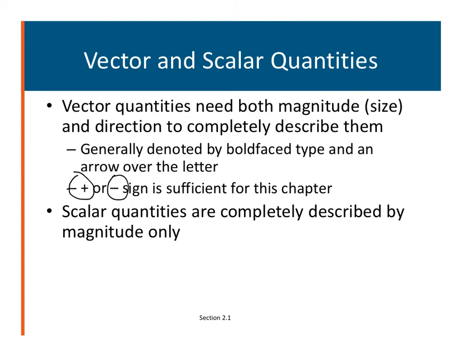Scalars, however, are completely described by magnitude only. An example of that would be time. When we talk about time, well, that's 10 seconds, 20 seconds. Is there a direction of time? Well, no, because time is always marching forward. Time is linear, and it continues to increase. So time doesn't need a direction. It's a scalar quantity. And there are many other examples that we're going to continue to talk about.